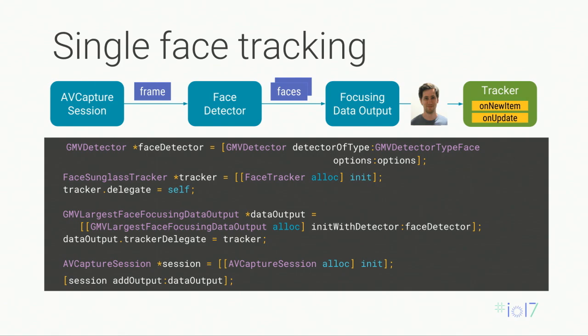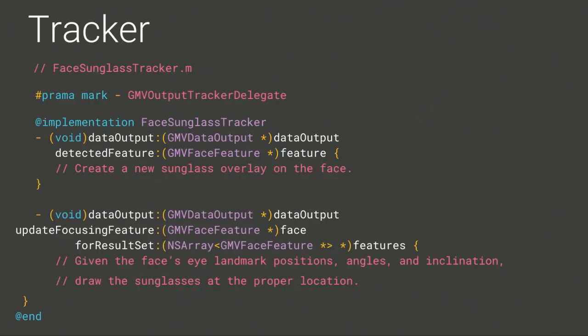In order to configure the pipeline, the first step is to instantiate a face detector and a tracker, and you instantiate a largest face focusing data output, which is basically the same as the largest face focusing processor on Android. Then you use the AV capture session to get frames from a camera, and the whole pipeline will start to work. The implementation of the tracker is very similar, except the language is different, of course. Two methods: the first method is called when a new face is detected. The second method is called when an existing face has some updates.